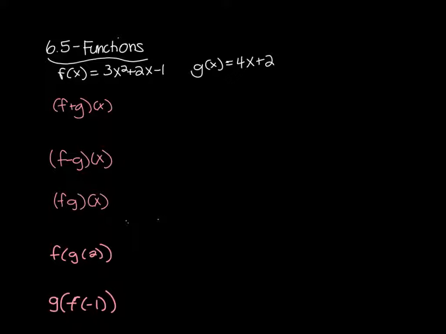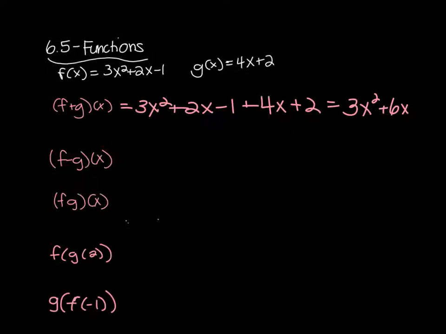So if it said find f plus g of x, and it gives you f of x and g of x, all you gotta do is add them and combine your like terms. So this would be 3x squared plus 2x minus 1 plus 4x plus 2, and then combine your like terms. So I'd get 3x squared, positive 2x and positive 4x, positive 6x, negative 1 and positive 2, positive 1.